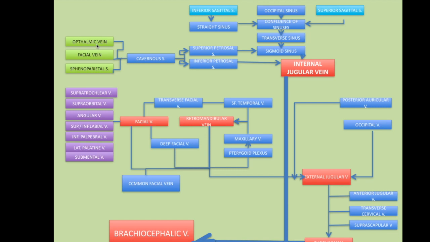The other side of the brachiocephalic vein joins and forms the superior vena cava, which drains into the right atrium.